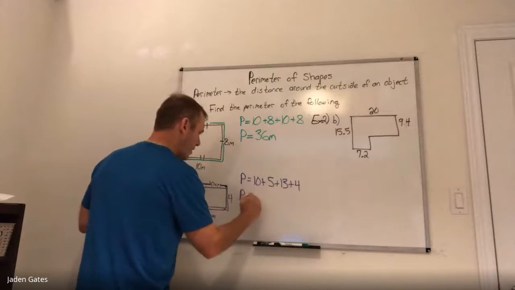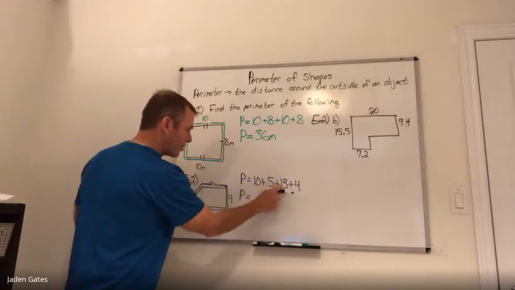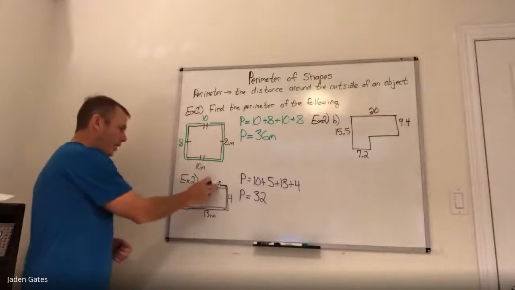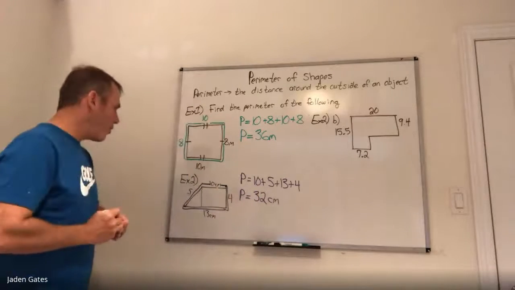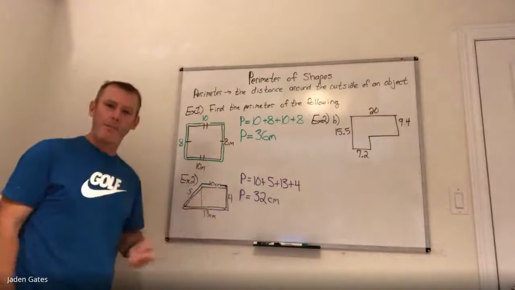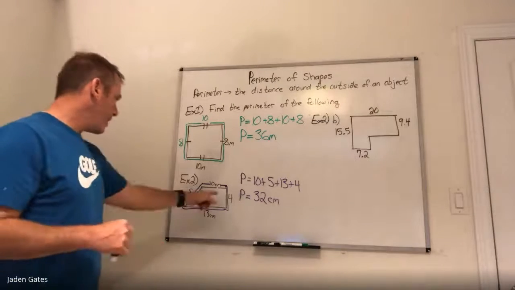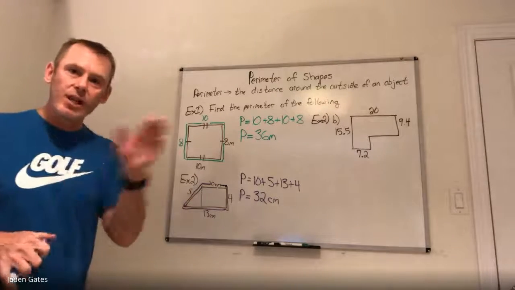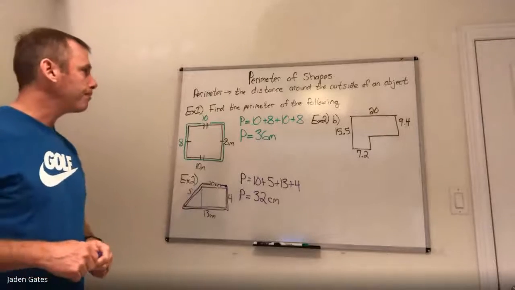All right, and so I add those two together. So let's see here, 10 plus 5 is 15, plus 13 is 28, plus 4 is 32. And again, I can't forget the units, which is centimeters. So even though this is what's called a tangram, which is a shape made up of 2 or more shapes, because it was a tangram, a rectangle and a triangle together, I still didn't go inside the object. I went around it. And again, that's the key with perimeter.